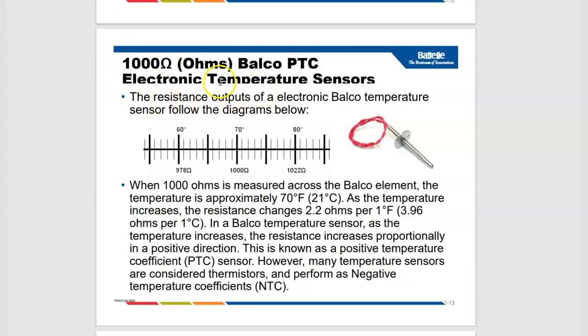Here, for example, we have an electronic temperature sensor. Basically, when it measures 1000 ohms, which is approximately 21 degrees Celsius, and as the temperature increases, the resistance increases, changing by about 2.2 ohms per degree Celsius. So if this is 1004, this equals 22 degrees Celsius. 1002 is equal to 22 degrees, and 1008 is equal to 22 degrees Celsius.